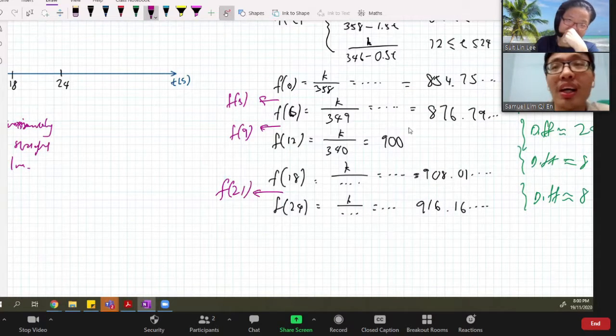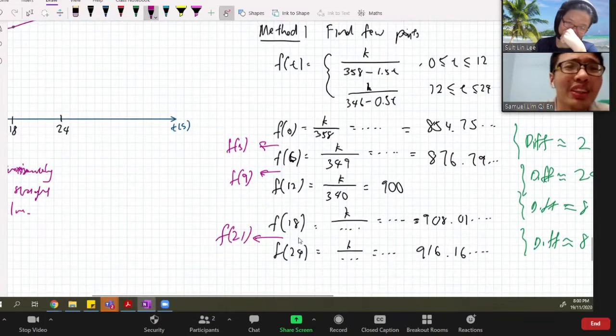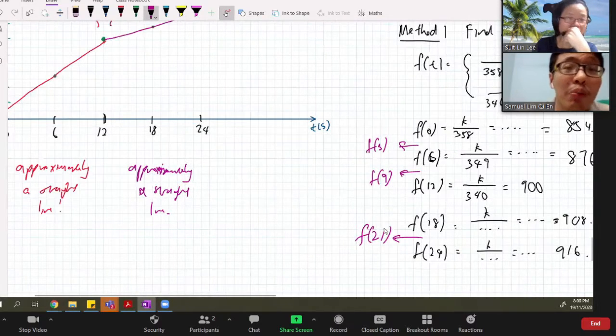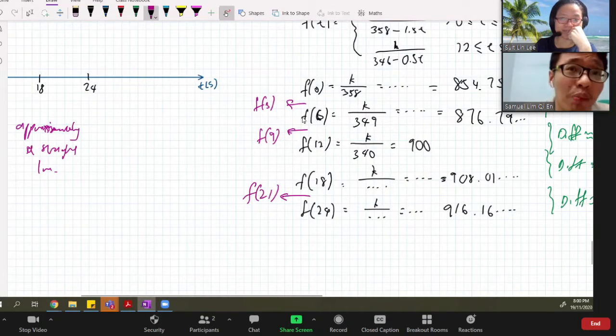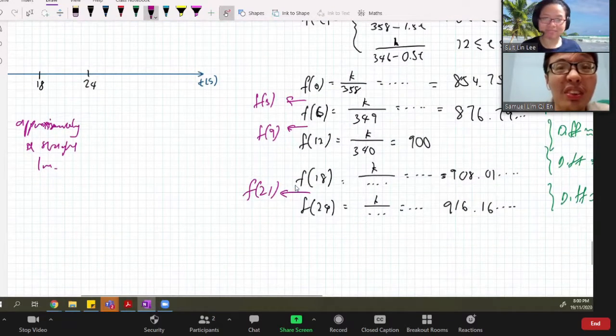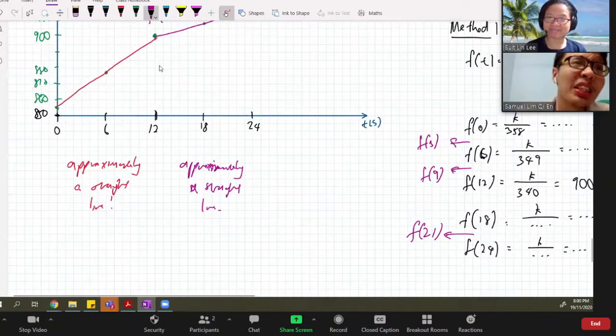It doesn't even matter what number you use. Choose a number that's easy for you. So this is one good suggestion: choose a number that's easy. I think that's enough now. So this is how you plot the graph.